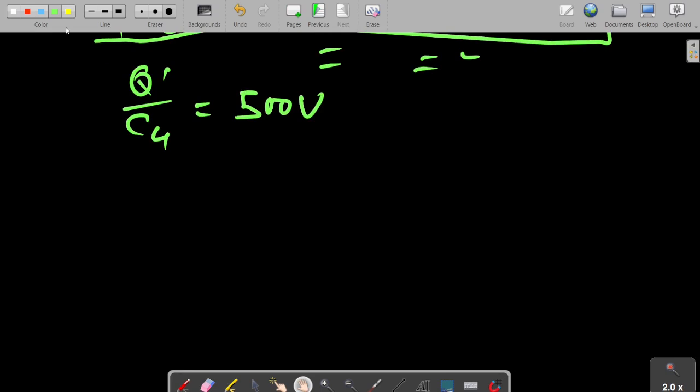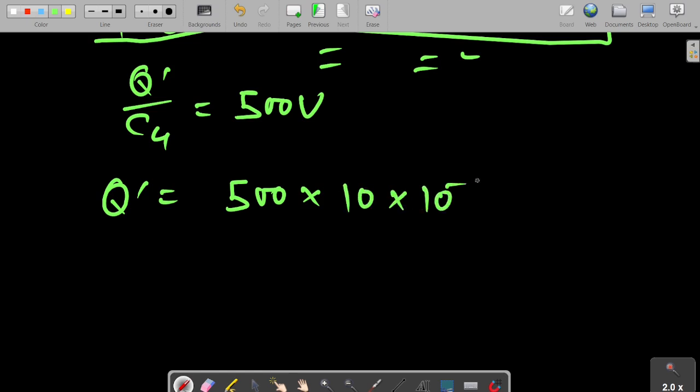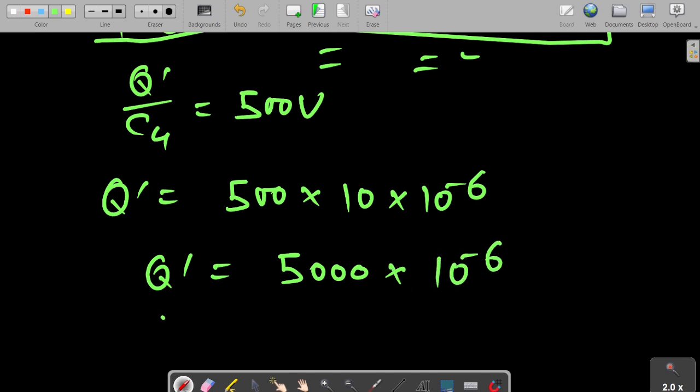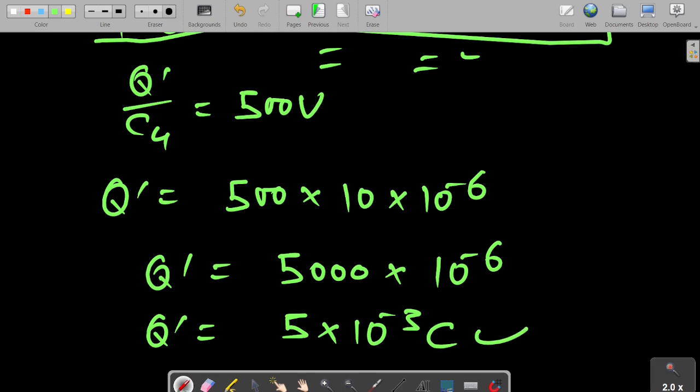So here Q dash is equal to 500 into C4, which is 10 microfarad, so it will become 10 into 10 to the power minus 6. So Q dash will become 5000 into 10 to the power minus 6, and Q dash will become 5 into 10 to the power minus 3 coulomb. Okay, so we have got our charge Q dash as 5 into 10 to the power minus 3 coulomb.